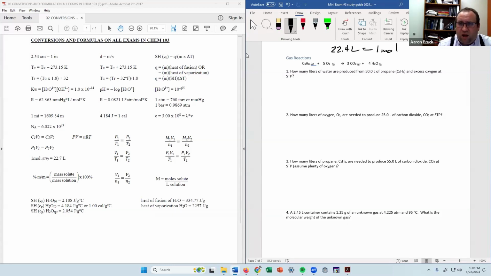So when I get into a question like this, how many liters of water are produced from 50 liters of propane with excess oxygen at STP? Well, I can do a pretty standard kind of calculation where I'm going to go from liters of propane to moles, to moles of water.